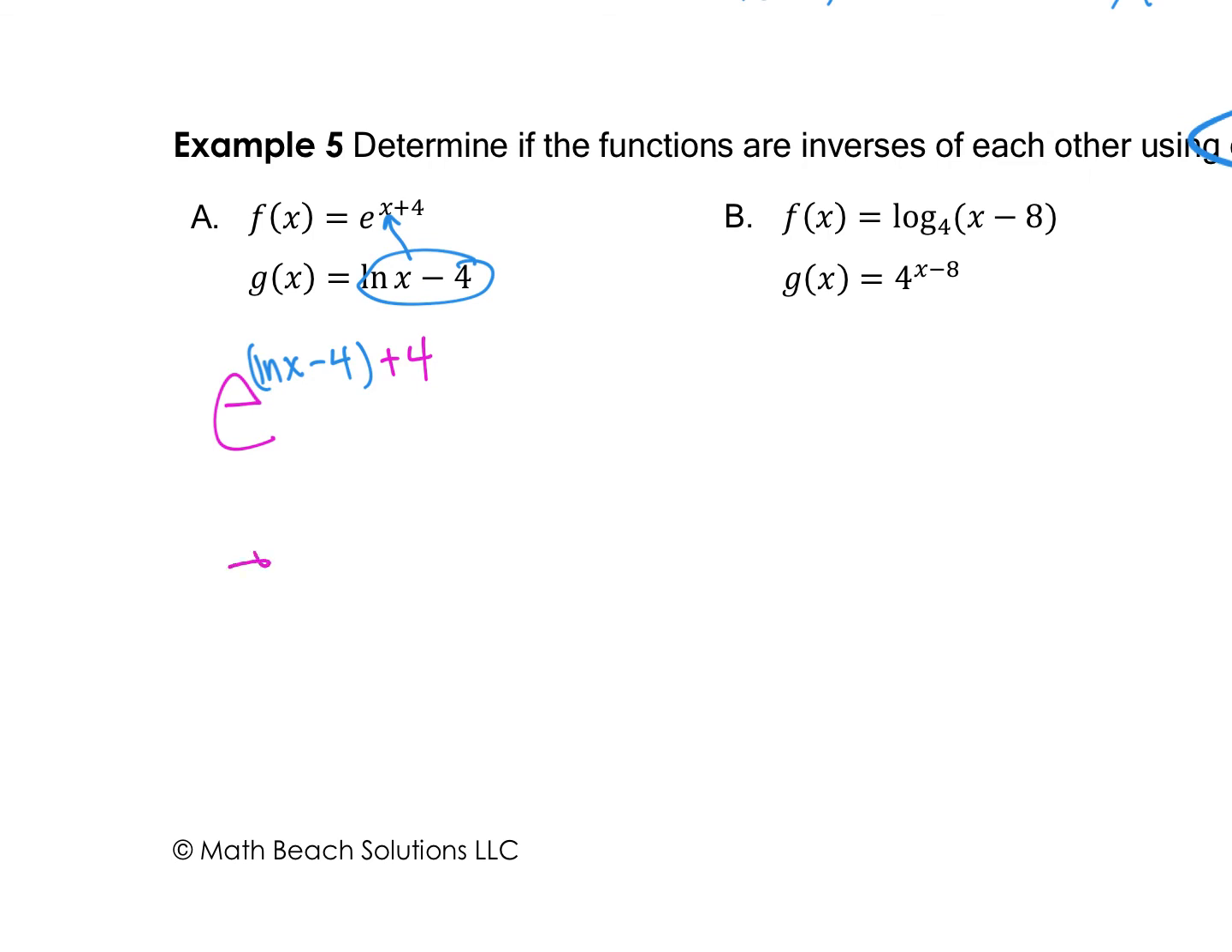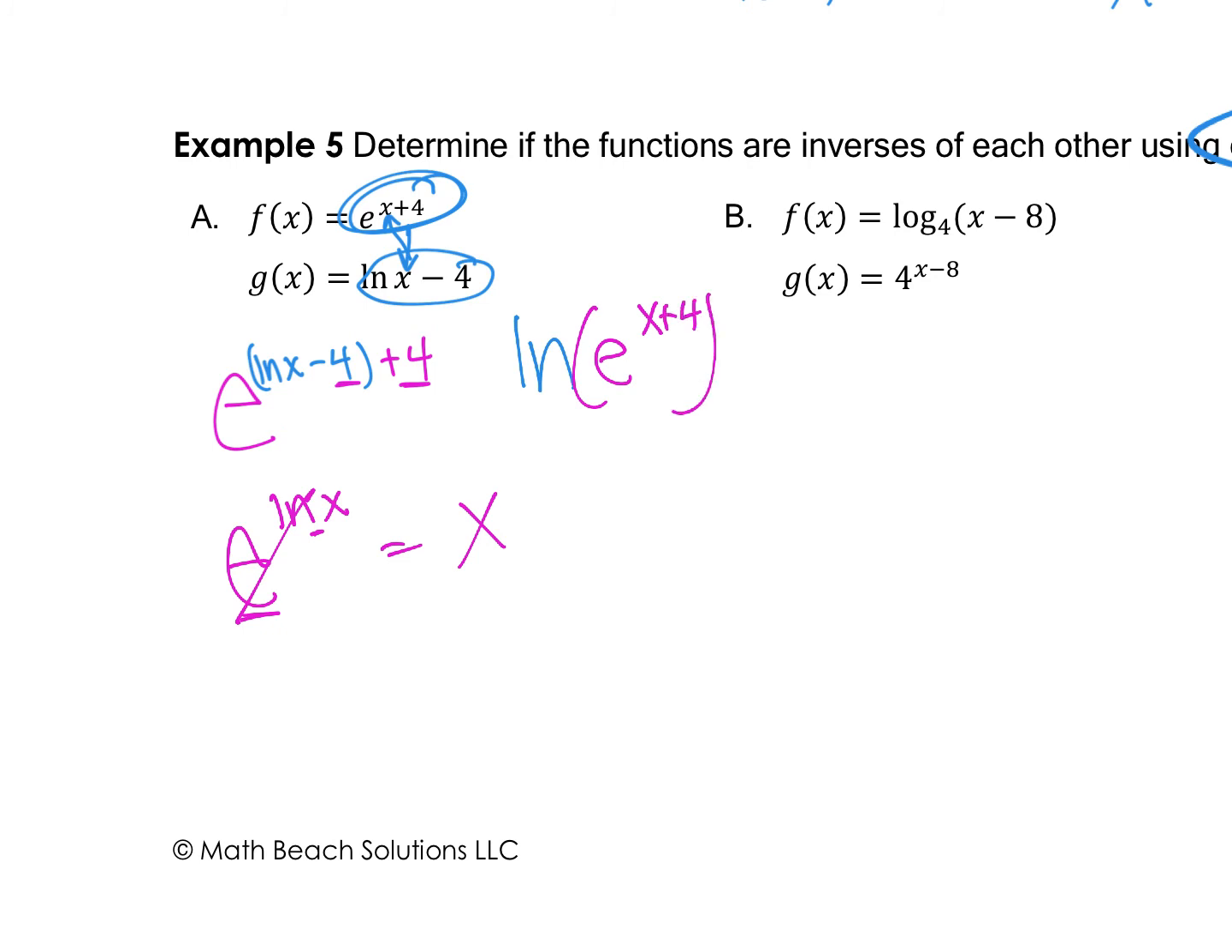So notice here that I have e. Notice my 4's will end up canceling out, so I just have natural log of x. So notice this is a base of e, this has a base of e, they cancel each other, you're left with x, which is what we wanted if they're inverses. But it has to be the same way both ways, so now I need to do the opposite and take this one, plug it in for this x. So I have natural log of e to the x plus 4, and then I have a minus 4.